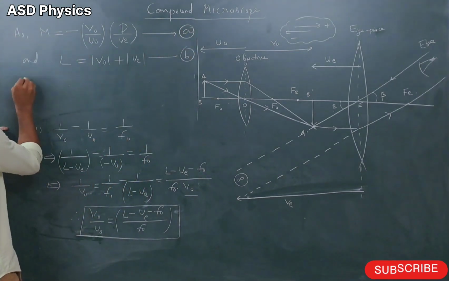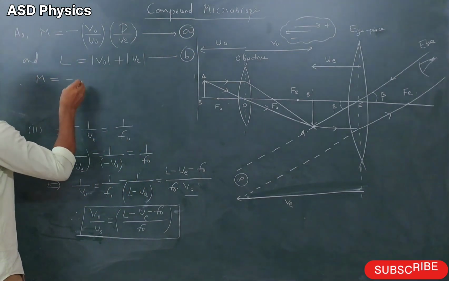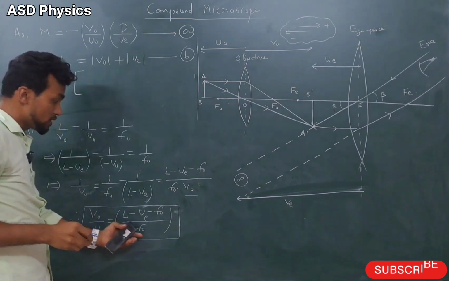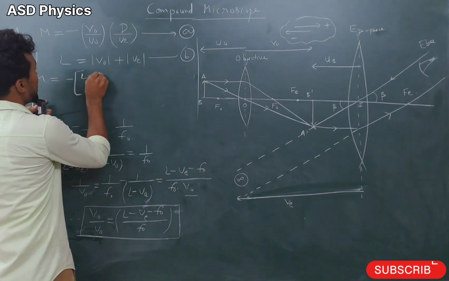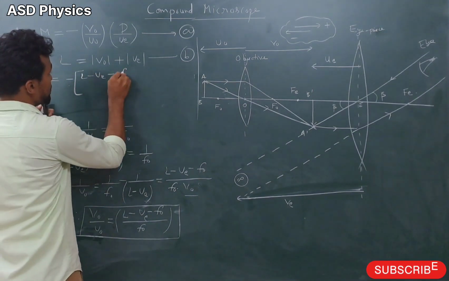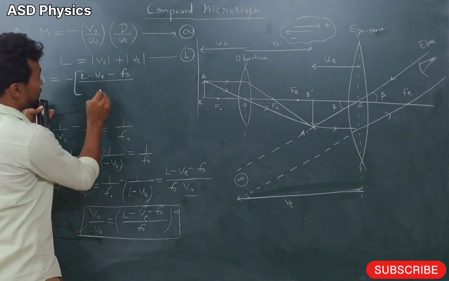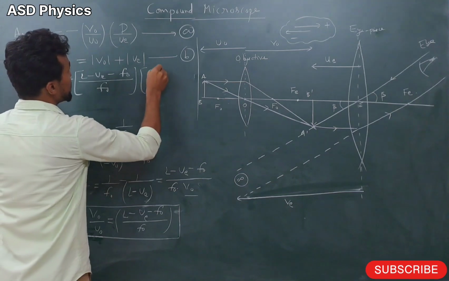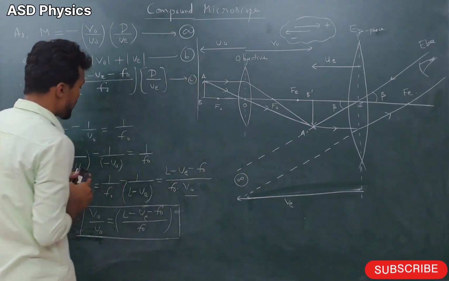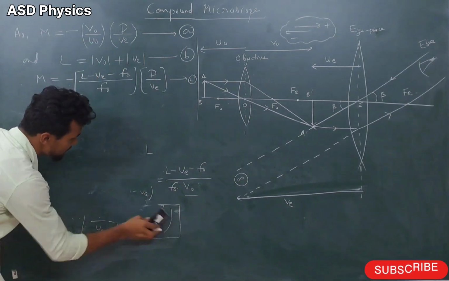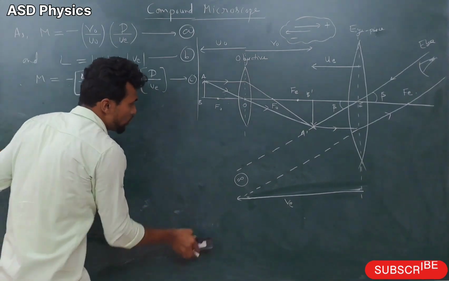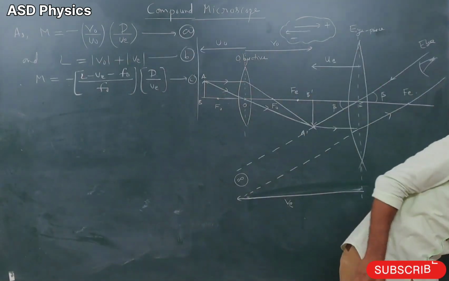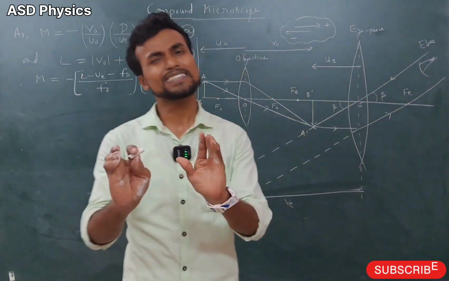One more formula my dear students. What will this come to here? M equal to minus, this value I will put: L minus UE minus F naught by F naught into D by UE. So we have got the two formulas. Now after that we are just going to see the two cases. That is very important.